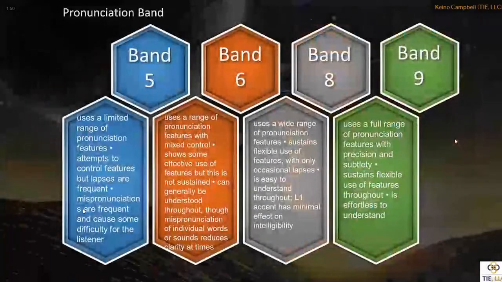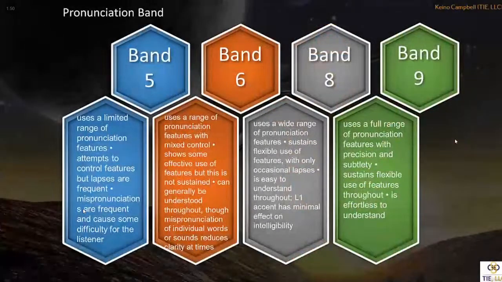These are the band descriptors in terms of pronunciation. What I want you to do here is read through them. Notice some of the small differences with pronunciation. If you have any questions about what this means, or what's really the difference between a band and the next, you see band 7 is skipped here. That's because band 7 says it has all the aspects of band 6 and some of the aspects of band 8. That's why band 7 is skipped.